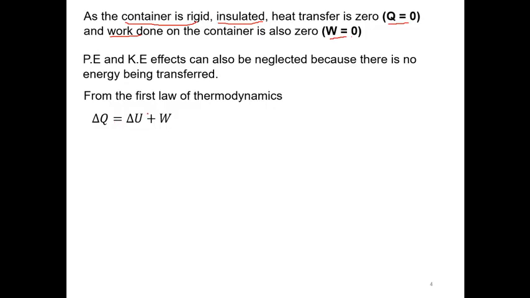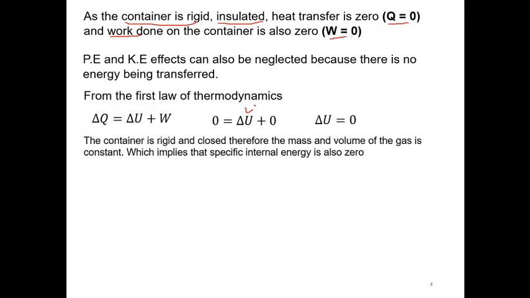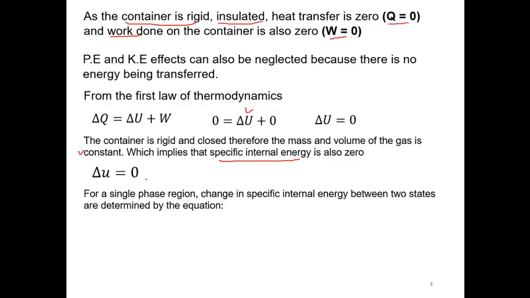So if we apply the first law, the heat transfer is equal to the internal energy change plus work done. If we put in the values, the heat transfer is 0 and work done is 0, so the only remaining term is the change in internal energy, and that is equal to 0. Now we know that the container is rigid and closed, therefore the mass and volume of the gas are constant. So we can also specify this in terms of specific internal energy. So specific internal energy change is also equal to 0, small delta u is equal to 0.